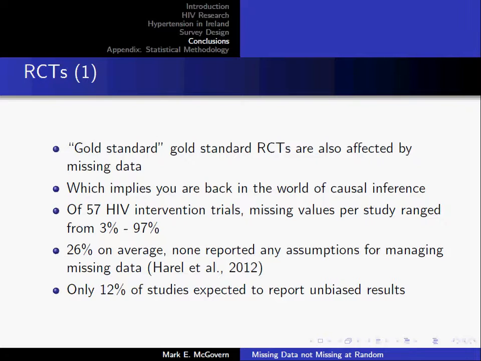So for example, again, talking about just HIV, because that's something I know the research on, there was a recent review of 57 intervention studies. These were trials, for example, of medication to reduce transmission from mother to child. What they found was that the average extent of missing values per study ranged from 3% to 97%. On average, 26% of the information on the outcome was missing. And none of these studies reported any of the assumptions they made for managing the missing data. So under the assumptions that the authors follow in that paper, only 12% of these studies are expected to produce unbiased results.